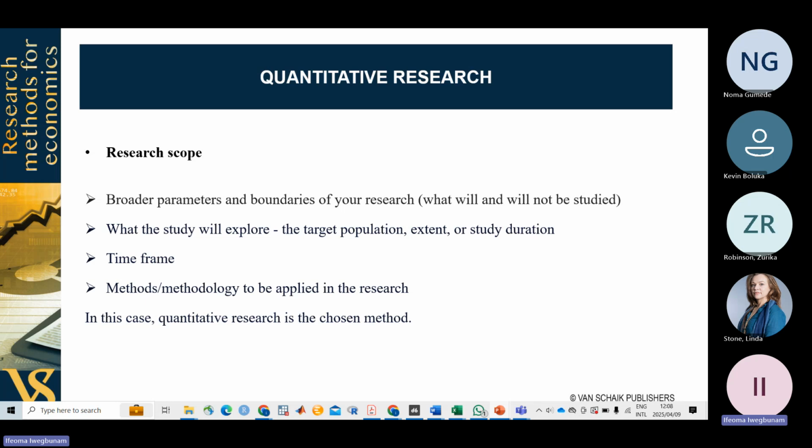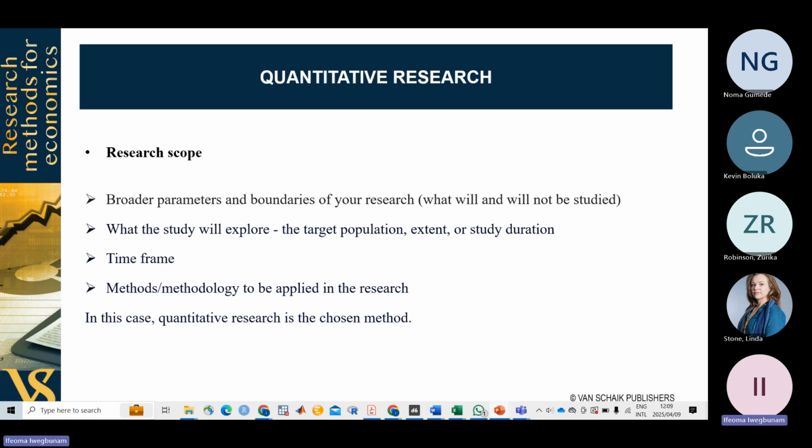When you formulate the scope and your research question, it will help you to understand the broader parameters of your research, what you need to study and what you do not need to. That's the main focus of your research. It also helps you to understand the target population and the study duration. This includes the time frame and, most importantly, the methodology you wish to apply in your research. In this case, this will be quantitative research.